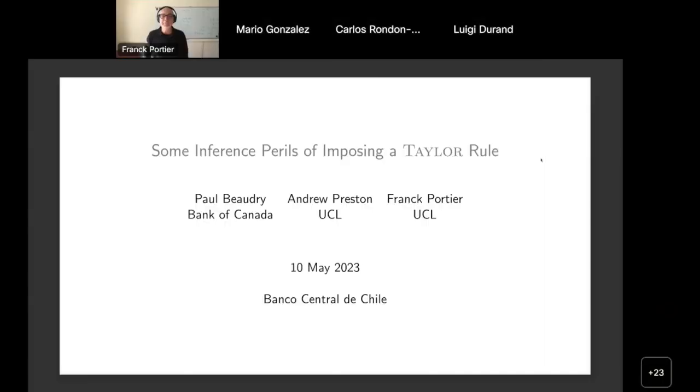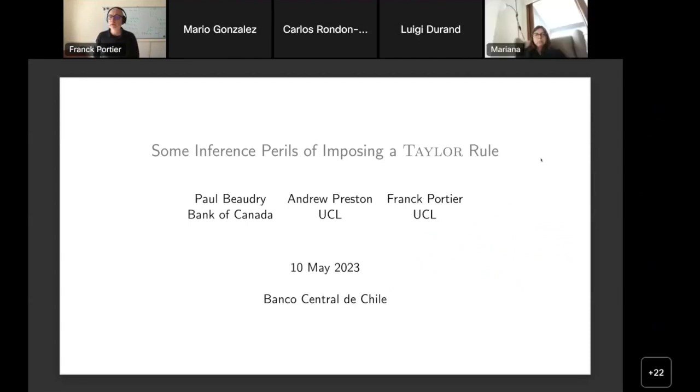and estimate, kind of like New Keynesian models, DSGE New Keynesian models. So I hope you will find it interesting for what you do.